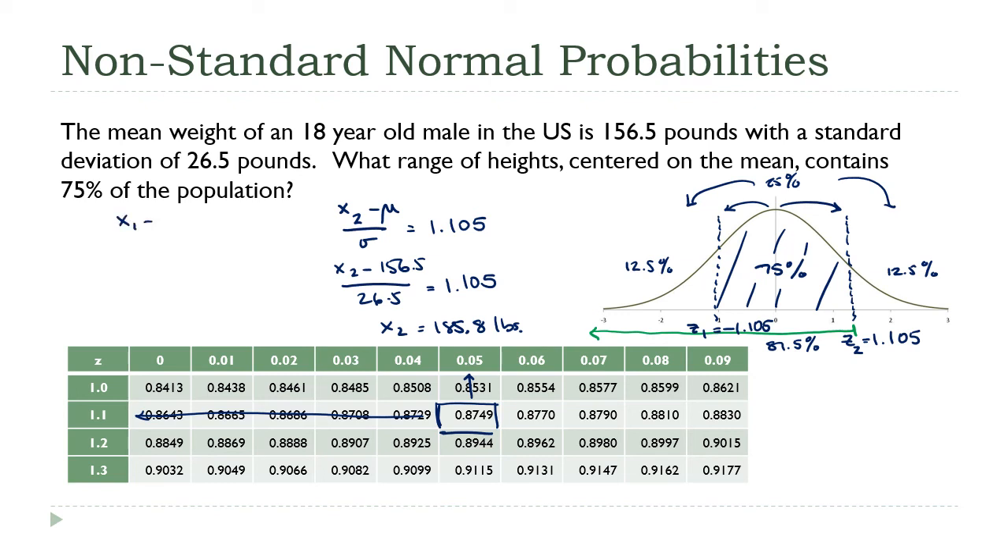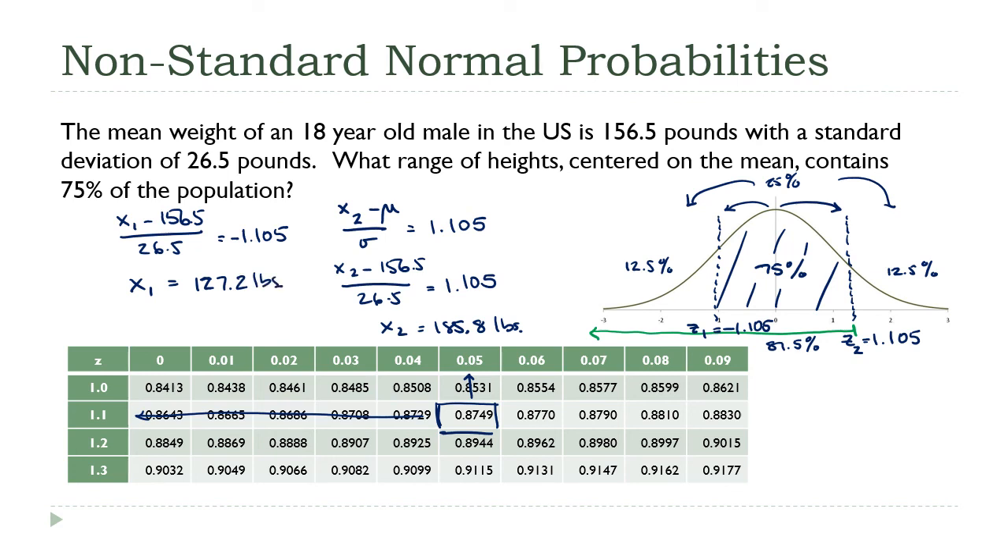X1 minus the mean, that's 156.5, over the standard deviation, that's 26.5, equals negative 1.105. And now again, I'm going to solve this equation all at once here. Negative 1.105 times 26.5 plus 156.5 gives me my lower bound, 127.2 pounds.